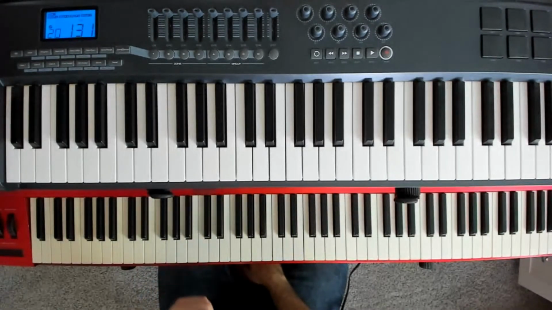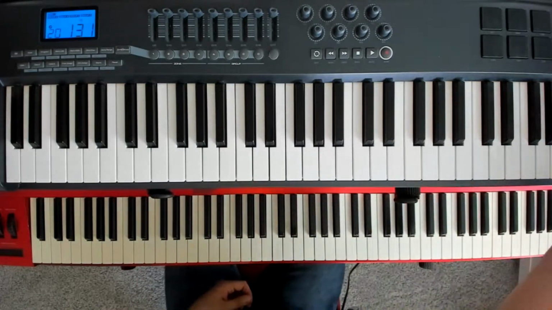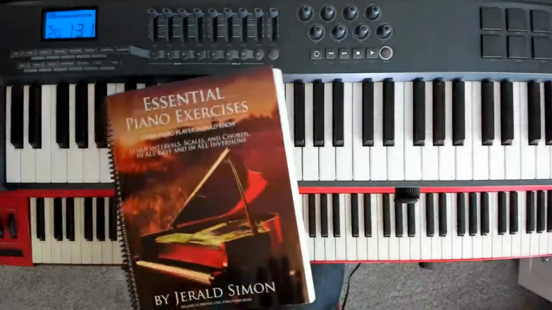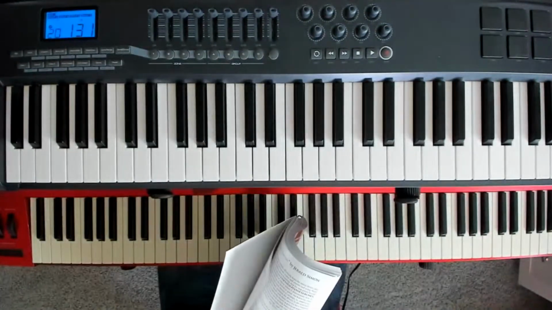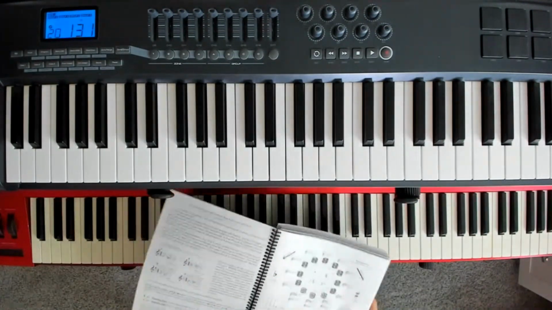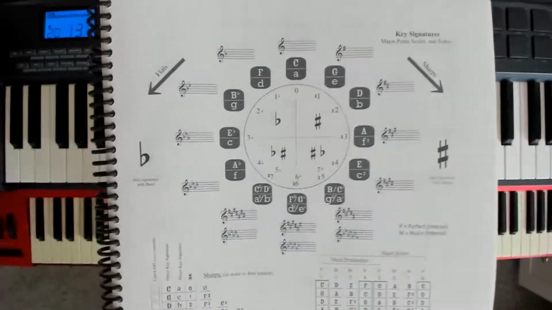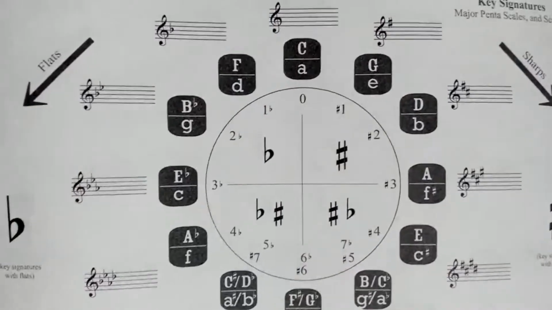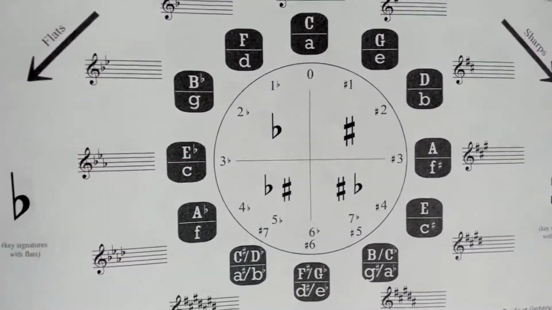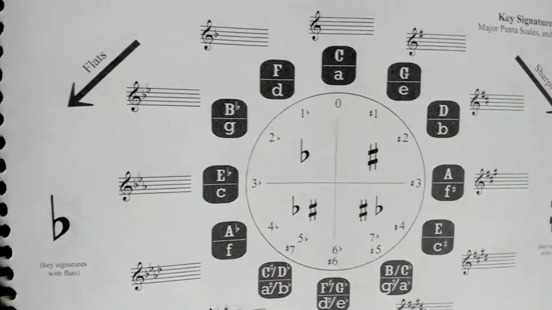Now that chord progression is the same in every key signature. If I went following the circle of fifths, in my book, Essential Piano Exercises, I include the circle of fifths as an example. In the circle of fifths that you see right here, I'll bring this up a little closer. You have C major has a relative minor, A minor, 0 sharps, 0 flats.